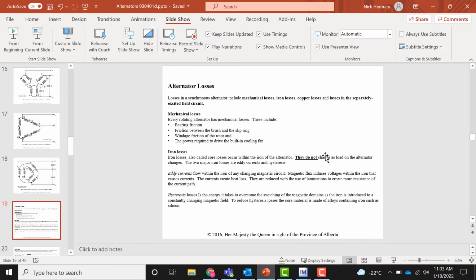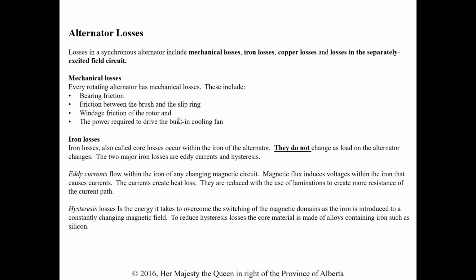So here's all the connections that I did. Again, they draw them a little differently than I do. I just draw them what makes sense to me. So from current slide, we're going to talk about losses here.